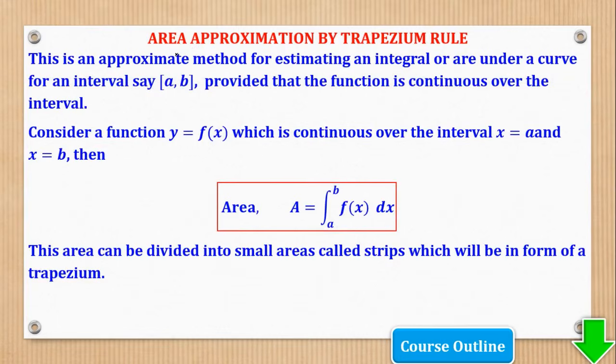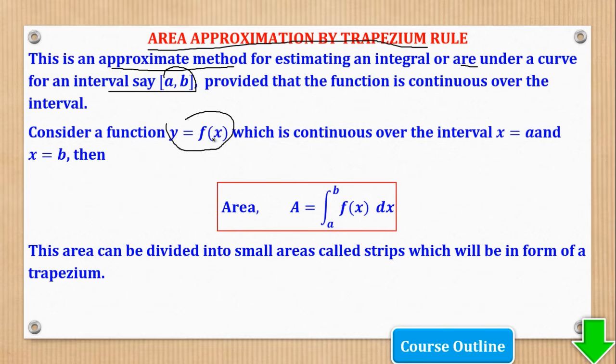So with that brief introduction of our progress, we shall now go to the topic of today, and that is area approximation by trapezium rule. So this is an approximate method for estimating an integral or area. This is area under a curve over an interval, say from A to B, from x equal to A to x equal to B.